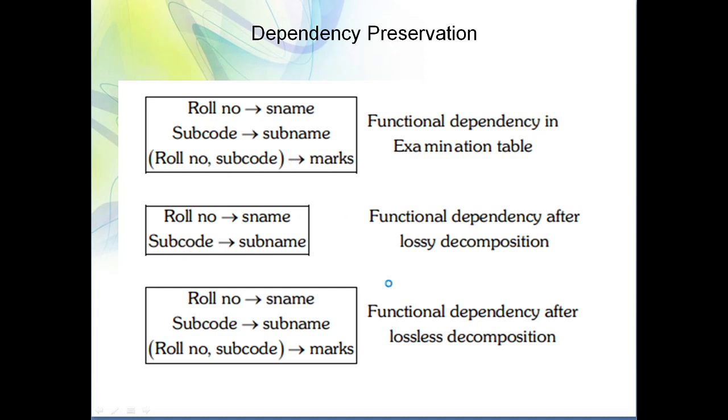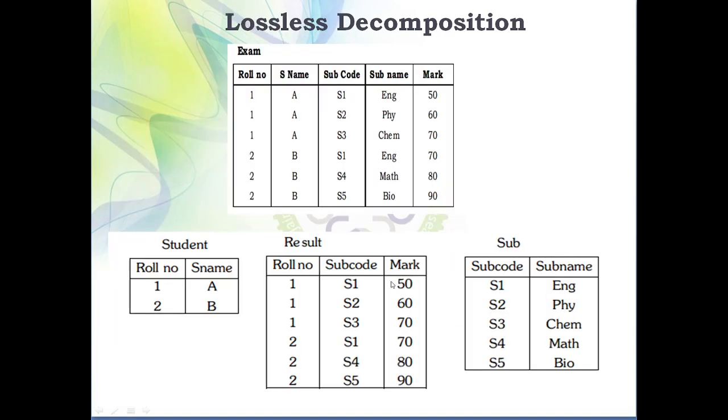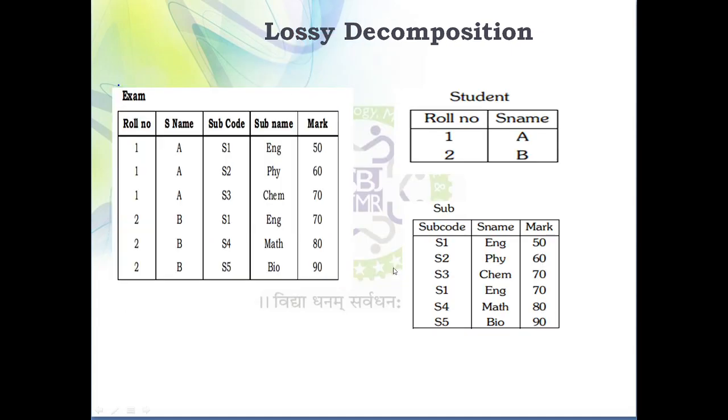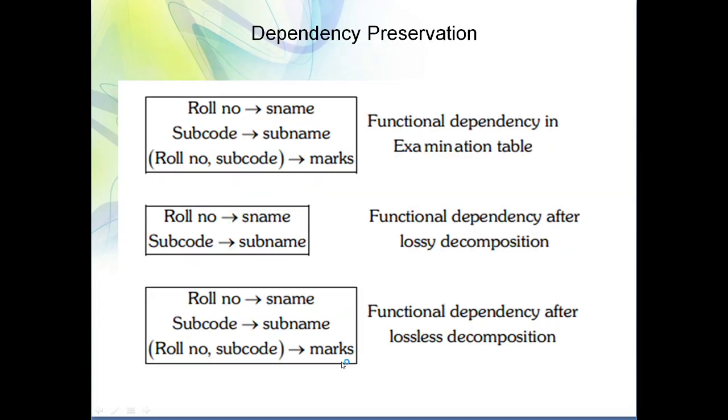In case of lossless decomposition, let's check, do we lose any kind of dependency? So here roll number identifies the student name, this is the first dependency. Subject code identifies the subject name, this is the second dependency. And the combination of roll number and subject code identifies the marks. So in case of lossless decomposition, we are not going to lose any kind of dependency. In my original table there are three dependencies, but in case of lossy decomposition, we lose one dependency, that is the combination of roll number and subject code identifying the marks. But in case of lossless decomposition, you can see all three dependencies present in the original table remain as they are.